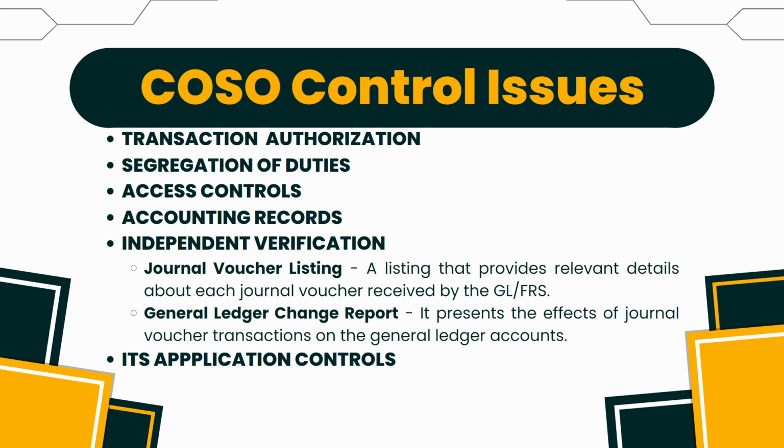COSO, or the Committee of Sponsoring Organizations, control issues. Transaction authorization, segregation of duties, access controls, accounting records, independent verification, and application controls. There are 2 independent verifications. Journal voucher listing is a listing that provides relevant details about each journal voucher received by the GLFRS, while General Ledger Change Report presents the effects of journal voucher transactions on the General Ledger account.